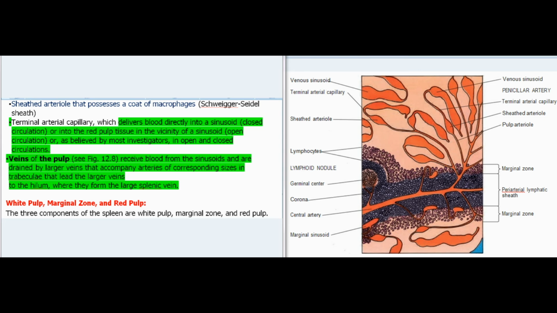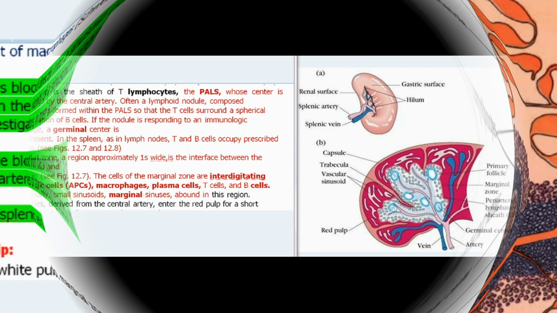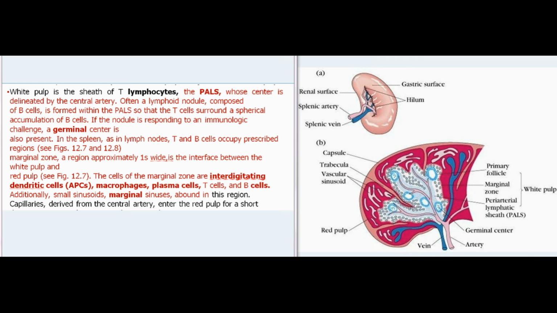Veins of the pulp, see Fig 12.8, receive blood from the sinusoids and are drained by larger veins that accompany arteries of corresponding sizes in trabeculae that lead the larger veins to the hilum, where they form the large splenic vein. White pulp, marginal zone, and red pulp. The 3 components of the spleen are white pulp, marginal zone, and red pulp. White pulp is the sheath of T lymphocytes, the PALS, whose center is delineated by the central artery.